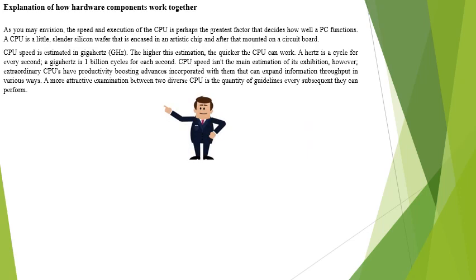So let's talk about how hardware components work together. As you may envision, the speed of execution of a CPU is perhaps the greatest factor that decides how well a computer functions. A CPU is estimated in gigahertz. The higher this estimation is, the quicker the CPU can work. However, a CPU has productivity boosting advances incorporated with it that can expand information throughput in various ways.